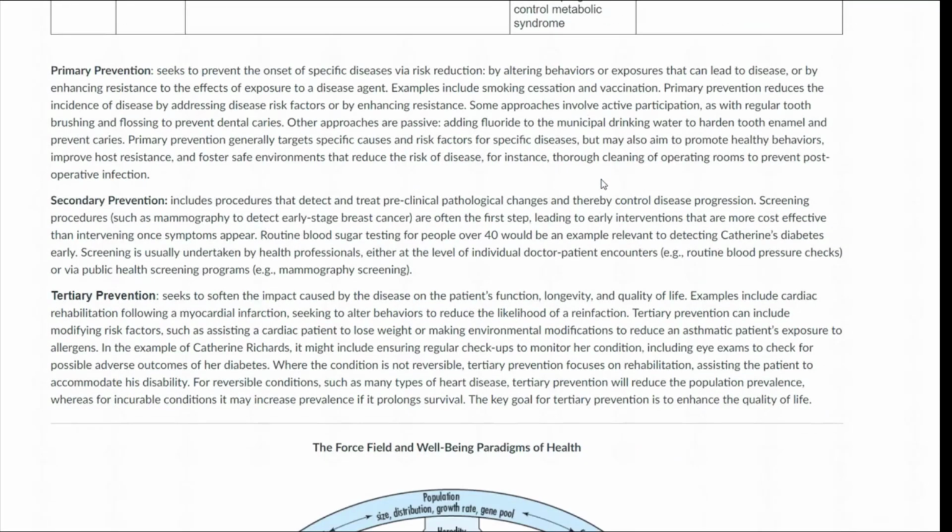Now remember, primary prevention seeks to prevent the onset of specific diseases. So here we're trying to reduce risk, okay? Secondary prevention includes procedures that detect and treat preclinical pathological changes. And the idea is controlling disease progression. And when we're talking about tertiary prevention, the idea is to soften the impact caused by the disease on the patient's function. So the focus is longevity and quality of life.